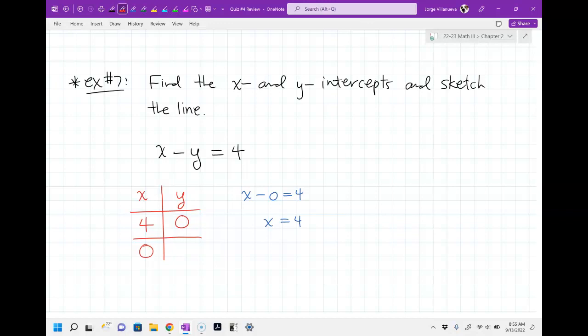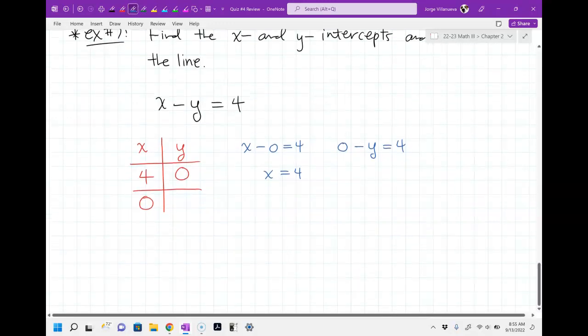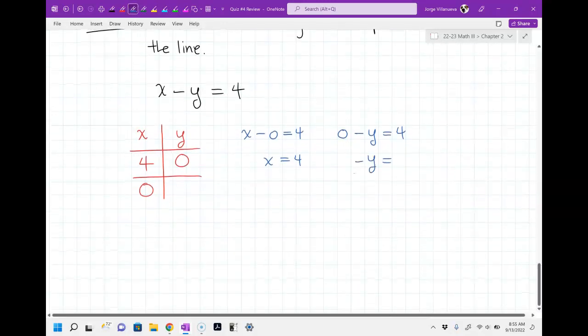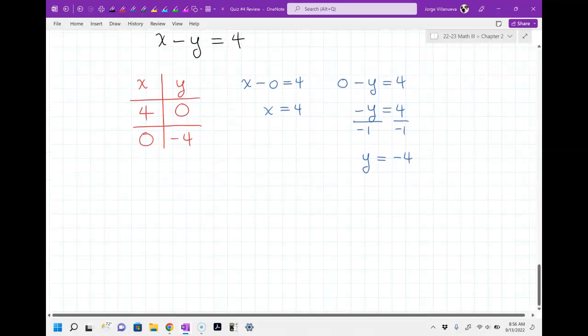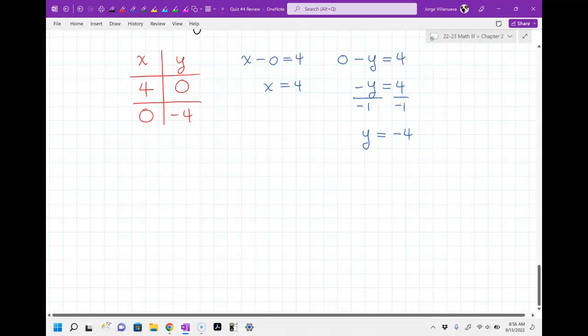All right, now let's do x equal to 0. So if x equals 0, I get 0 minus y equals 4. Well, that means negative y is equal to 4. So I got to divide both sides by a negative 1, right? Notice I don't have to switch any symbols because it's an equal sign. So y equals negative 4. So let me put that right here. And now we're just going to graph. And then we're done.